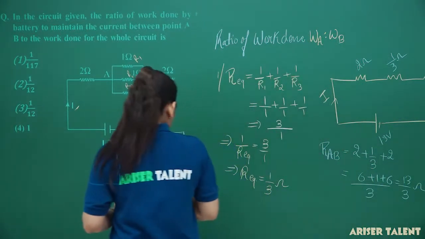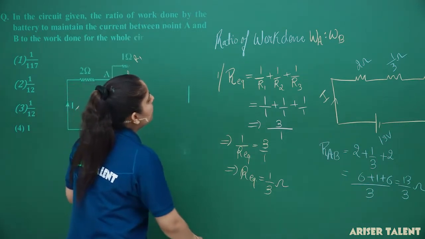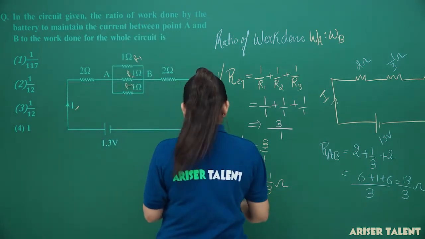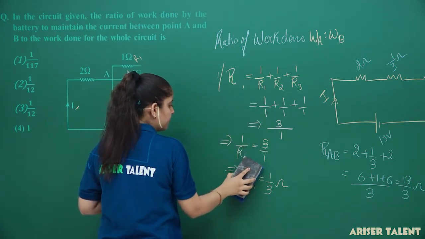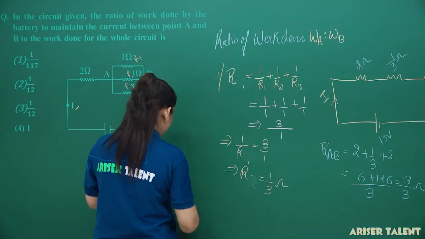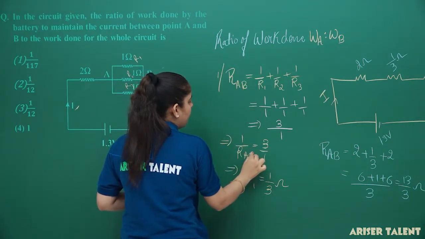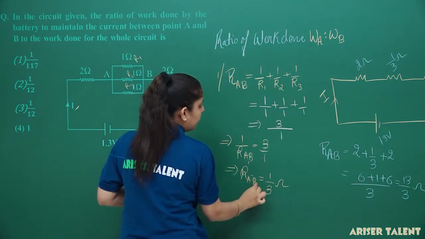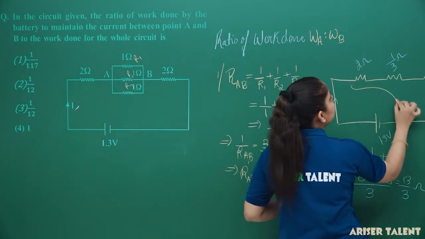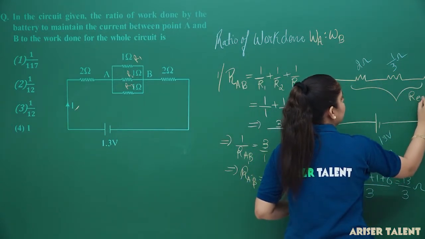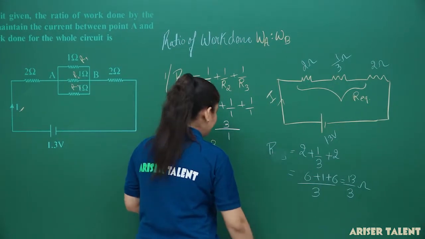So this thing we have found here is our equivalent resistance between points A and B. So I can write it as RAB, because it is the equivalent resistance between A and B. Now, this thing we have determined for the whole circuit, it means it came out to be R equivalent. So we can write it as R equivalent.